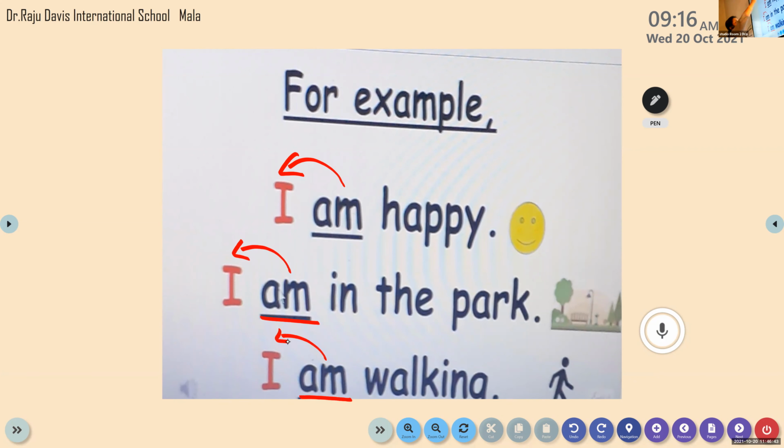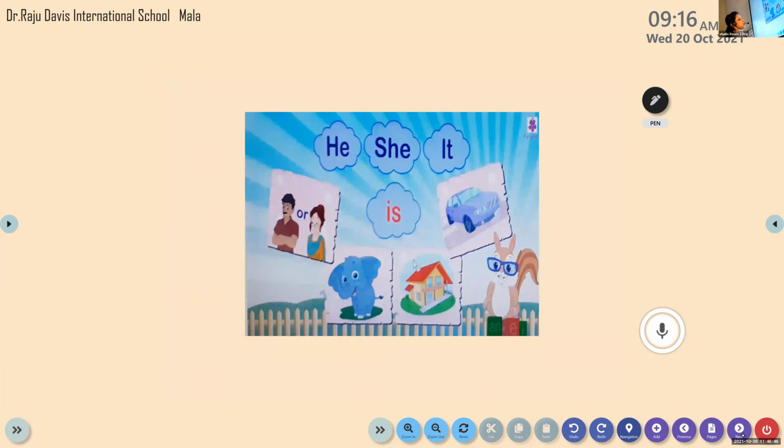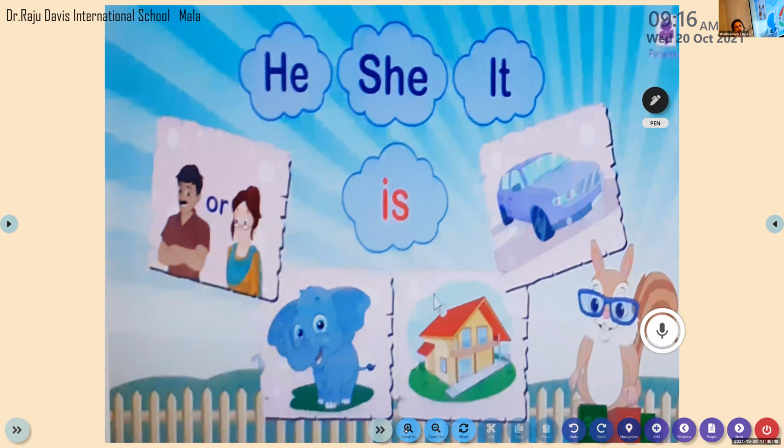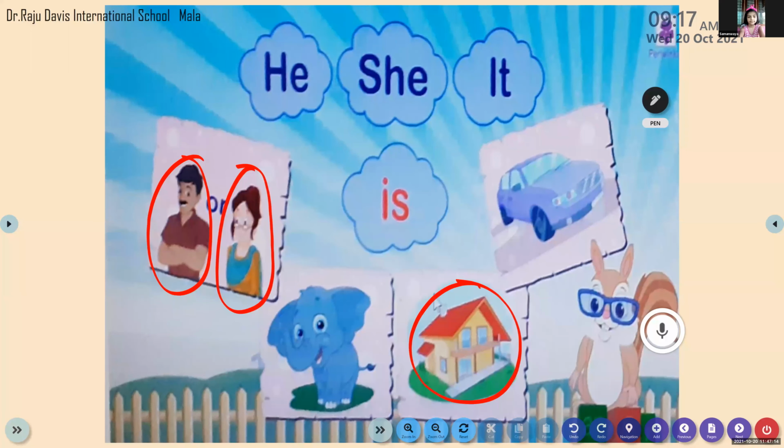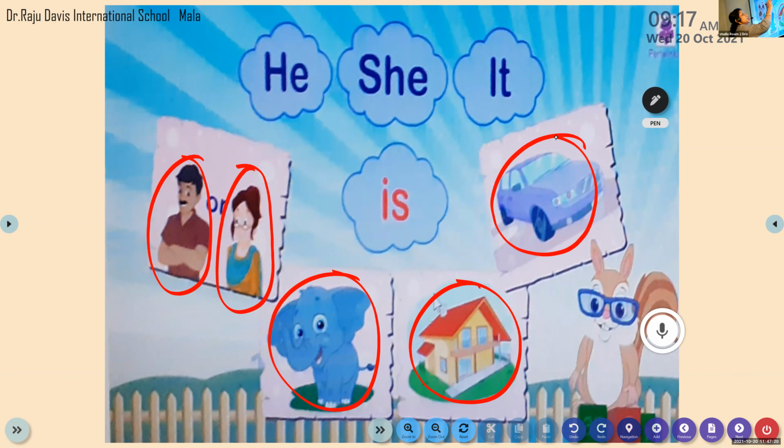Okay, now let's move on to is. Usage of is. Is is used with singular nouns. Singular nouns means what, my dear children? Singular nouns means when we are talking about one person. By looking at the picture, you can know it. When we are talking about a person, a place, an animal, or a thing, so when we are talking about one, we use is. Clear?